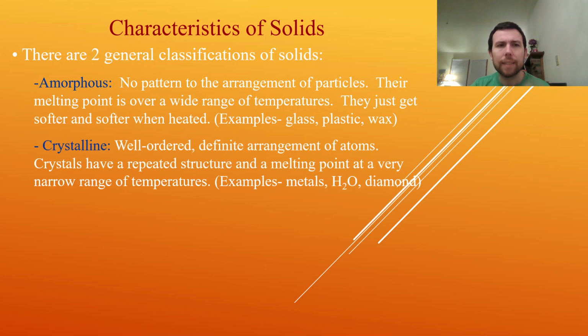Now, the second type of solid that we can talk about are crystalline solids. Your crystalline solids are going to have a much more well-ordered and defined arrangement of their atoms at the particle level. And in general, those crystals tend to have a repeated structure. And so because of that, the melting point is going to be in a much more narrow range of values for that particular substance, right?